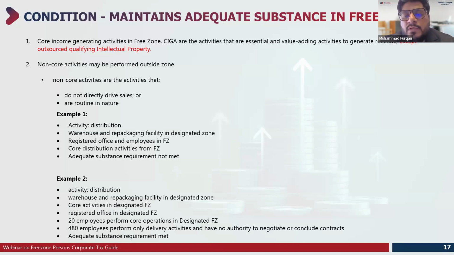We only have one exception to this rule, that is, we can outsource the qualifying intellectual property income to any person outside the free zone. So any income from ownership or exploitation of any intellectual property which we have outsourced to any person outside the free zone will also be deemed to be done in free zone, and we will be maintaining the adequate substance in free zone with respect to such activity.